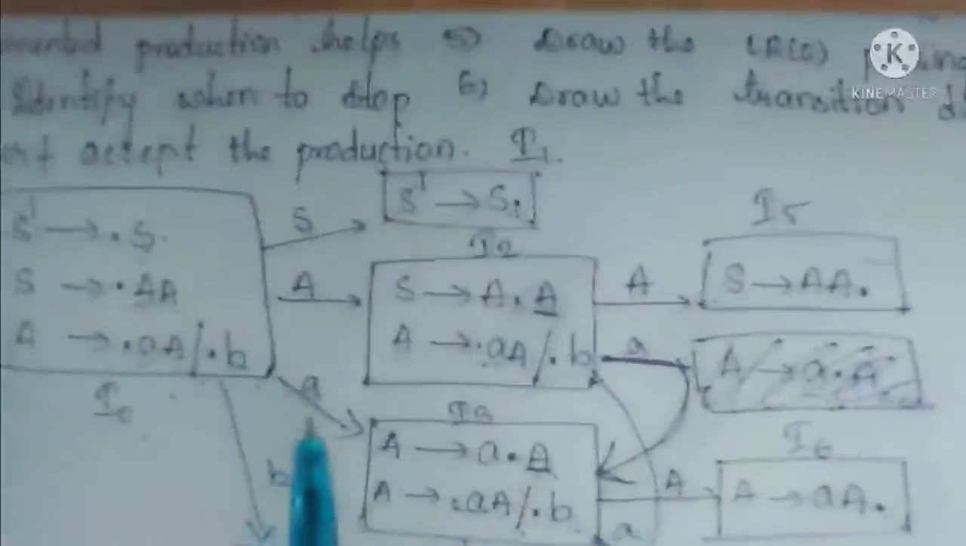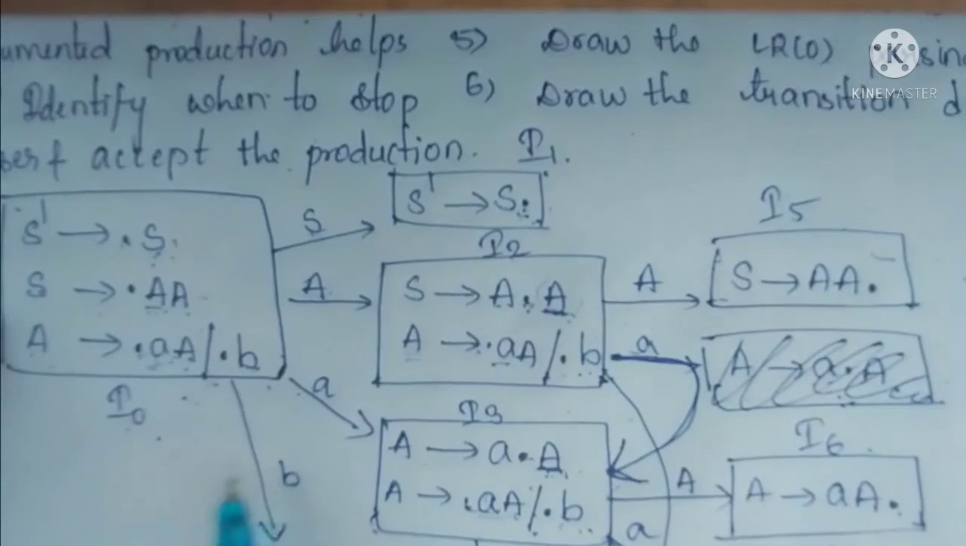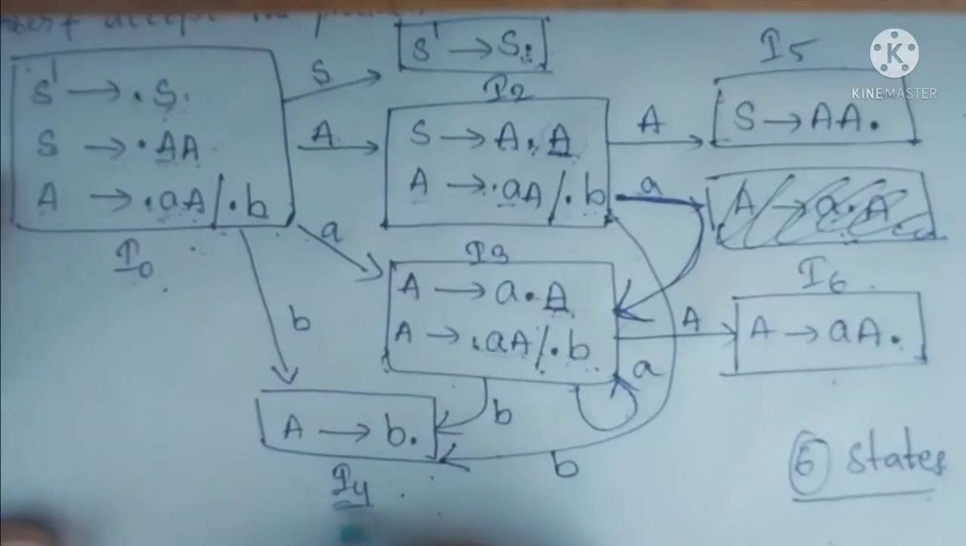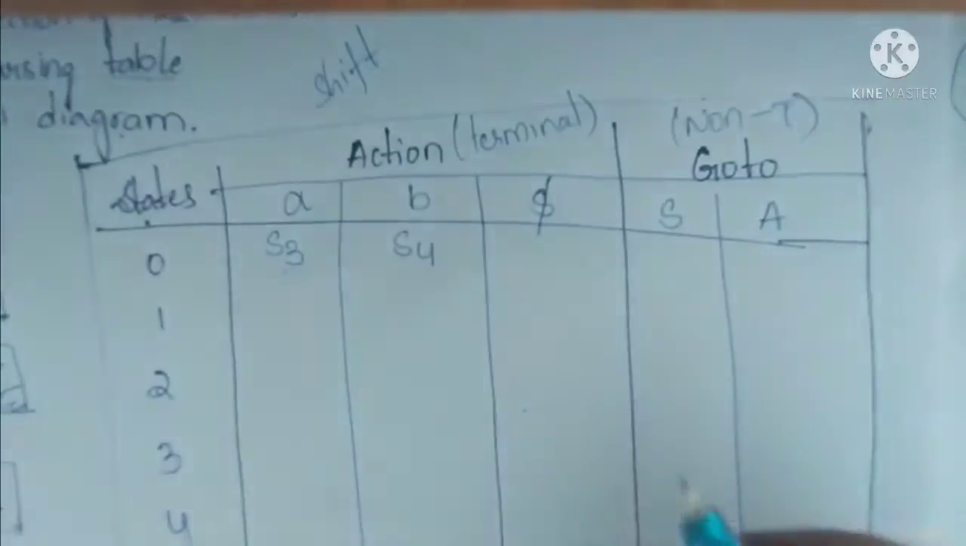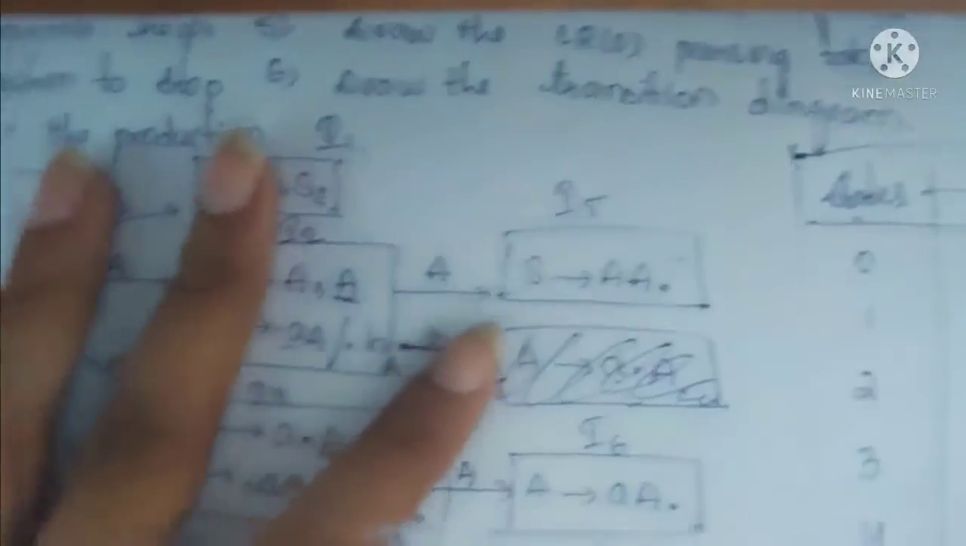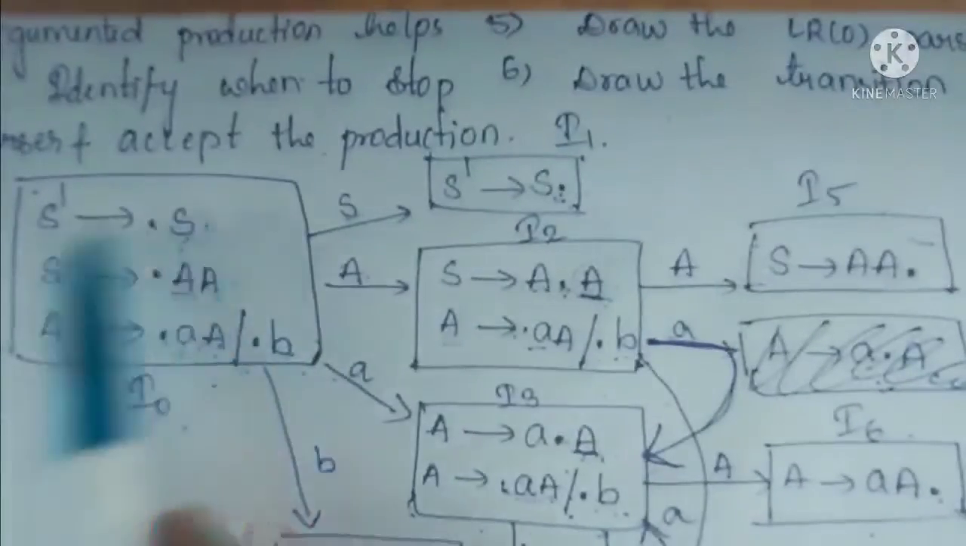From I0, B is moving to I4. See here I4, which means you have to write S4. Next, from I0 on dollar we are not having anything.